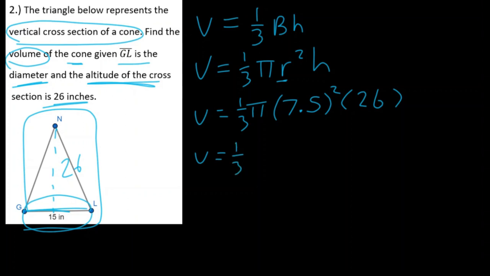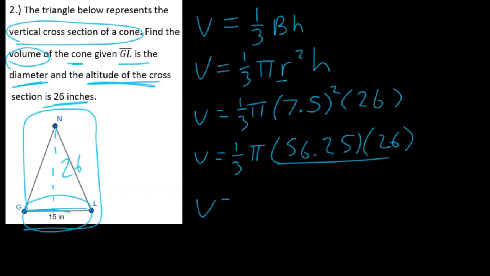But let's do it this way. 1/3 pi times, now I would do 7.5 squared in my calculator. 7.5 times 7.5, which will be 56.25 times 26. Now I would take these two things and multiply them. And so we're going to get V is equal to 1/3 pi 1,462.5. And remember, when you multiply by 1/3, you're actually dividing by 3. So let's take that 1462.5 and divide by 3, and we'll get this.